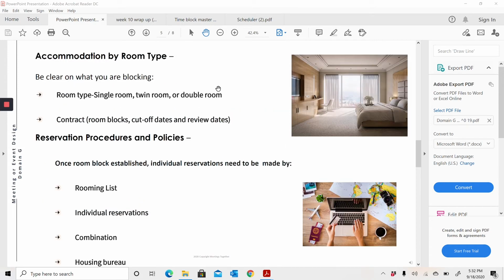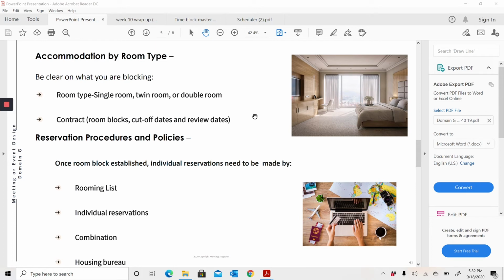And then accommodations by room type. So when you're contracting, make sure that you're clear on what you're blocking. So you want to make sure that you're listing out the room types, single room, twin, or double room. And then you also, in the contract, want to make sure that you are including the room blocks, cutoff dates, review dates, reservation procedures and policies. Know the difference between what a rooming list is and what individual reservations are.